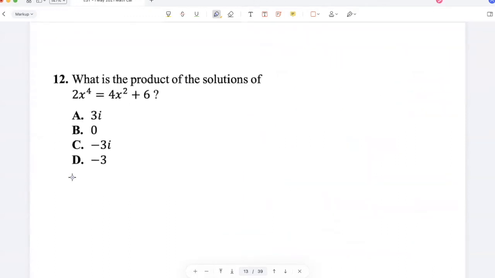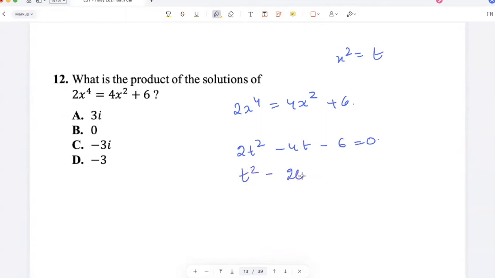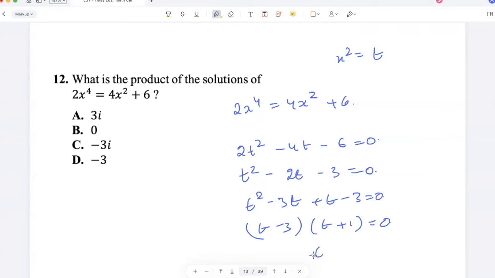What is the product of the solutions of 2x to the power 4 is 4x squared plus 6? So let x squared be t. So I get 2t squared minus 4t minus 6 is 0. So t squared minus 2t minus 3 is 0. So t squared minus 3t plus t minus 3 is 0. So t minus 3 times t plus 1 is 0. So t is 3 and -1.